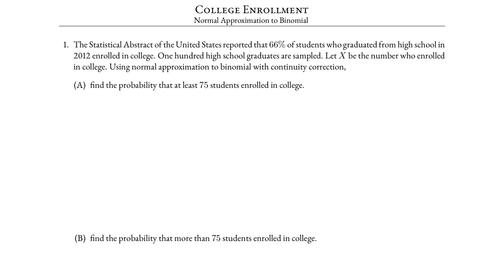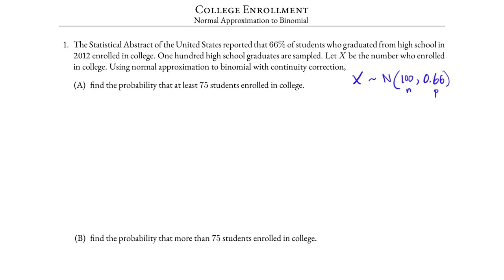But first, we see that X is a binomial distribution with the number of trials, in this case the number of high school graduates, fixed at 100, and the probability of success, in this case success means they enrolled in college, is 66% or 0.66. And so n is 100 and p is 0.66.